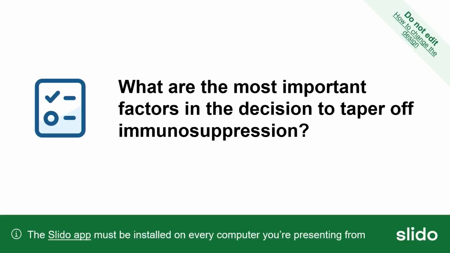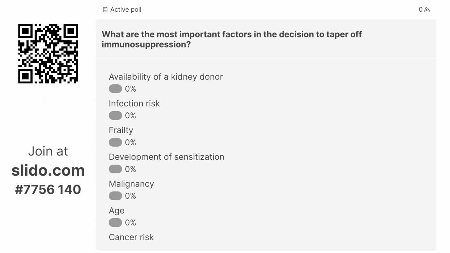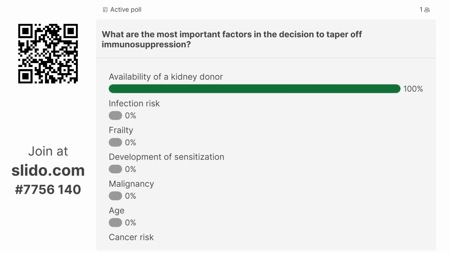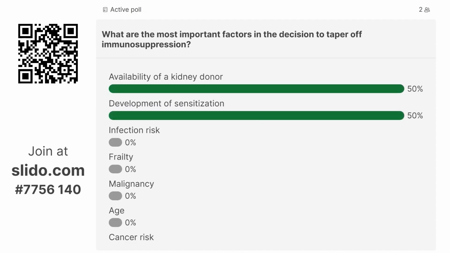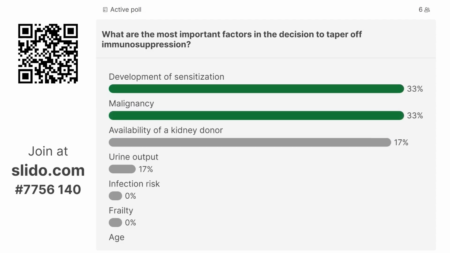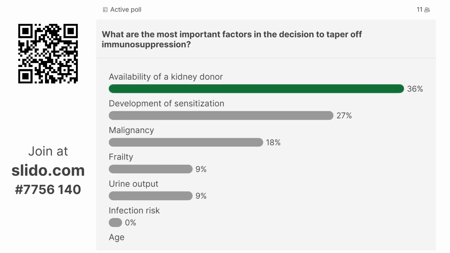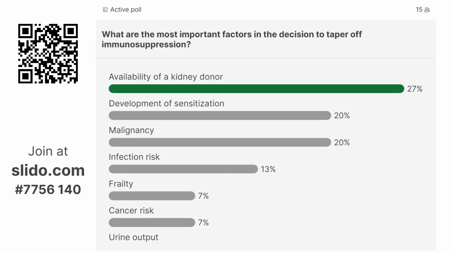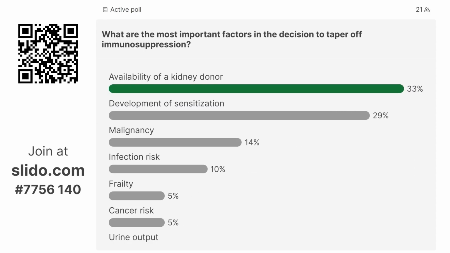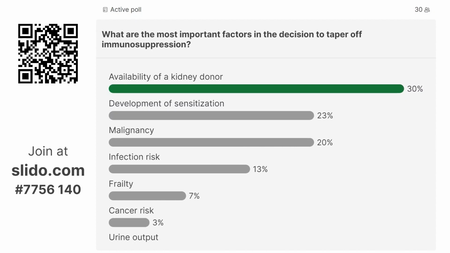Then the next question we asked them is, what are the most important factors in the decision to taper off immunosuppression? I think they could pick more than one, the way I set it up. We asked about availability of a kidney donor, infection risk, frailty, development of sensitization, malignancy, age, and cancer risk. The way we set up the question was most important, somewhat important, not very important. We can keep that in mind when I show you the actual data we got back.